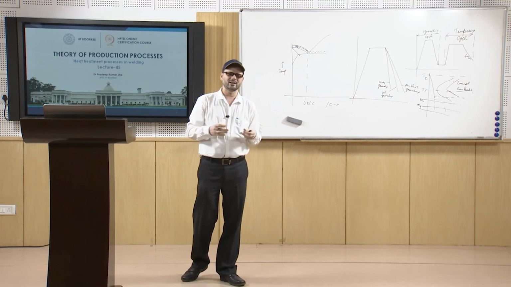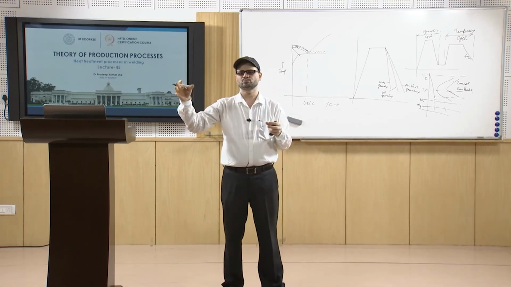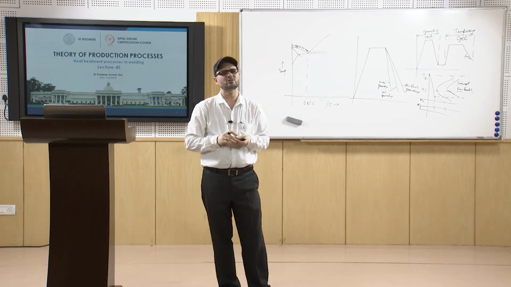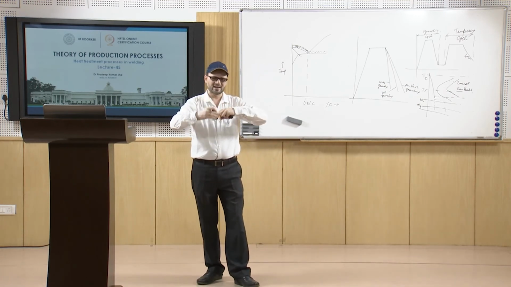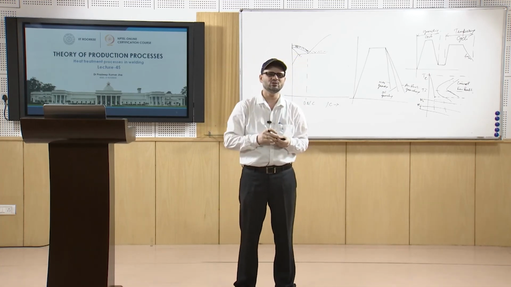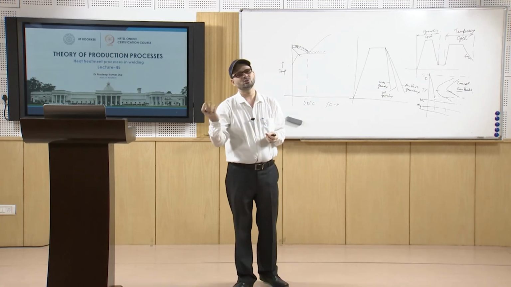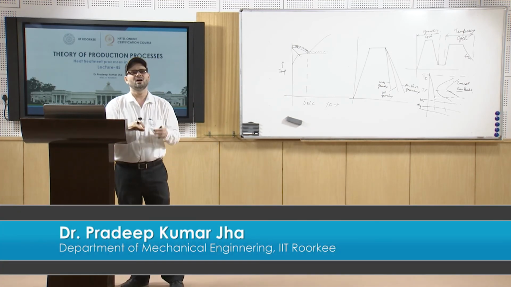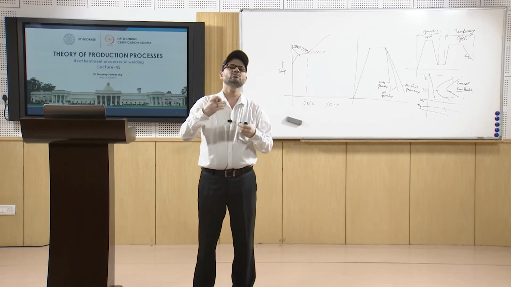Normally you have natural aging, when we allow the transformation to take place at normal temperature. Otherwise, if we increase the temperature and improve the precipitation process, that is known as artificial aging. Especially in non-ferrous materials, this aging treatment is given to improve the mechanical properties.